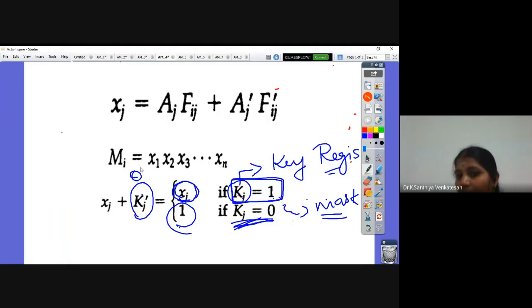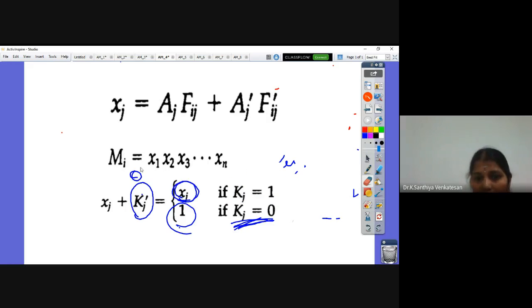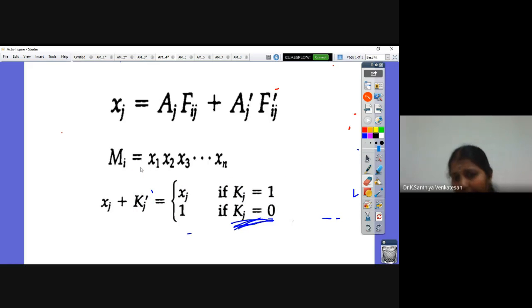So the very clear point is, in a single note, if the key register is 1, the corresponding bit will be written. If the key register is 0, then the value will be 0. That's all. Because here it is k, here it is k complement. So if it is 1, here it becomes 0. Very simple expression.